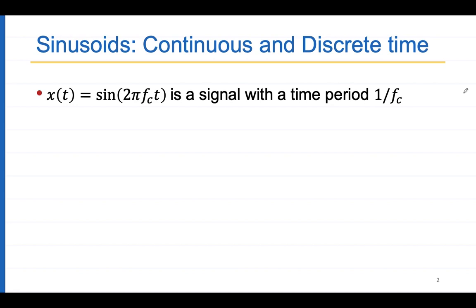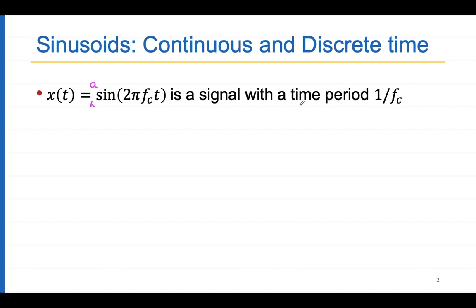You have a signal x(t), a continuous time signal, which is a sinusoidal signal. So basically, in general form, I can write it as some amplitude A times sine 2 pi fc t. So what is 2 pi fc t? It's 2 pi, the frequency, and t is the time, continuous time. What is the time period of this signal? It is 1 upon fc.